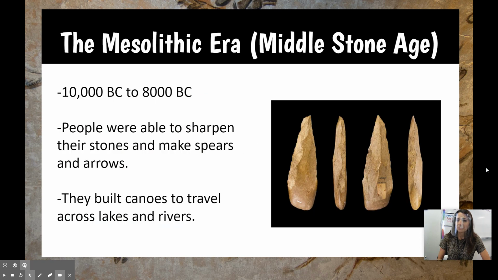The Mesolithic era is the Middle Stone Age. This was from 10,000 to 8,000 BC, and this is when people were able to sharpen their stones and make spears and arrows, like you saw in the video, and they built canoes to travel across lakes and rivers. Now, how come the video doesn't mention the Mesolithic era? Well, that's because a lot of people don't study it, but I think it's important to draw a distinction between the three. The Mesolithic era is in the middle.